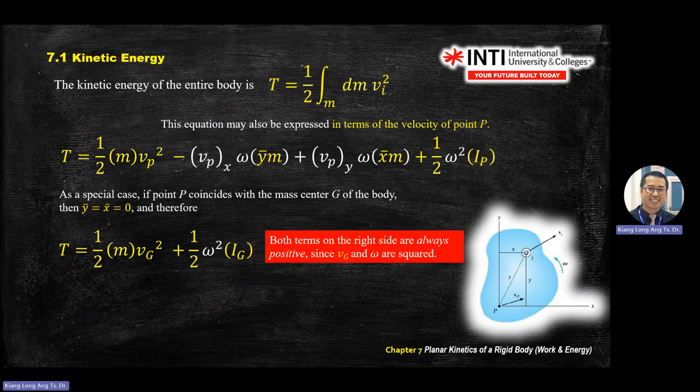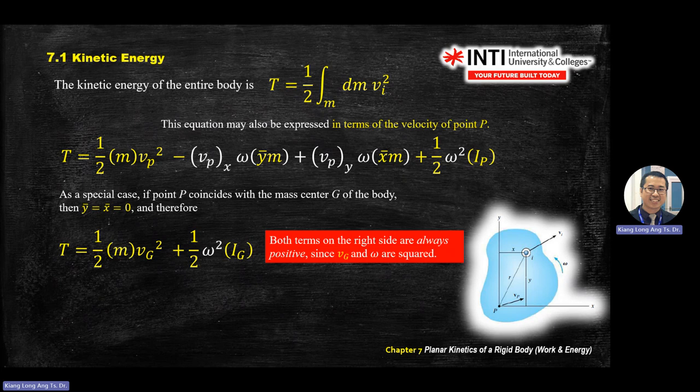How to find IG? This one is from the table. This is for standard shapes. If there is no standard shape, it will give you the radius of gyration with this K value. If you're given the K value, I equal to MK squared. You just remember that. So, for moment of inertia, I have two: I equal to IG plus Md squared. This one is from the table, or, if you're given the K value or radius of gyration. So these are the two methods.